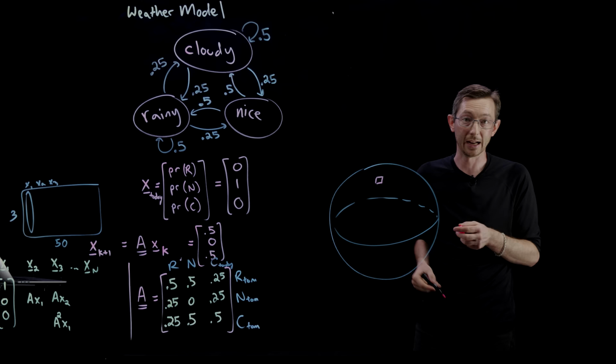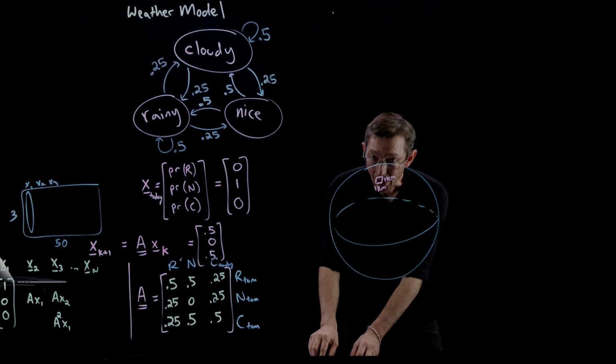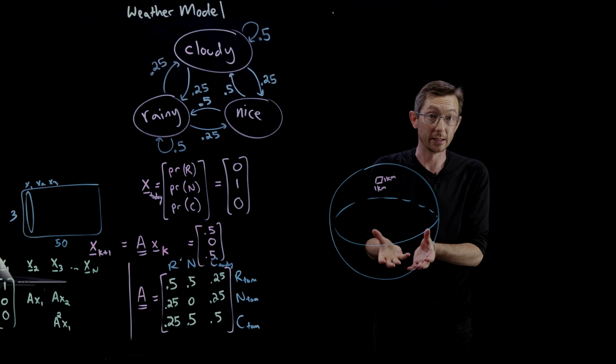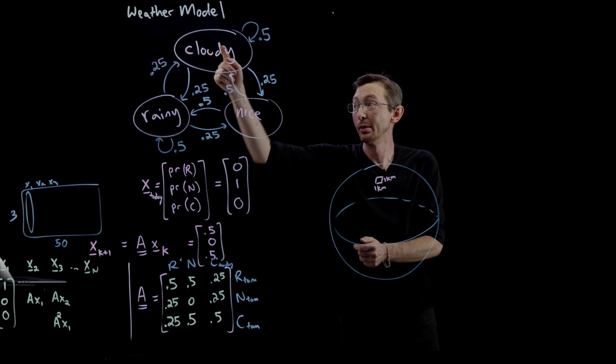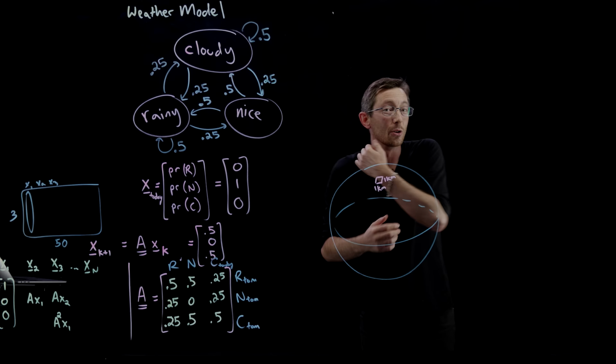Now I can keep track of this state, whether it's rainy, cloudy, or nice, at every grid point on planet Earth. And so now the state of my system is massive. It's probably millions or billions of degrees of freedom, because now I have this probability at every single point on the surface of the Earth. So systems can get really, really big, really fast, pretty easily.